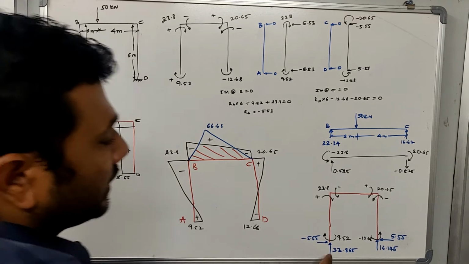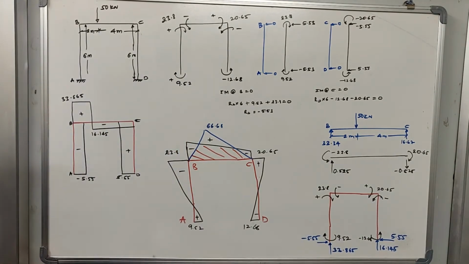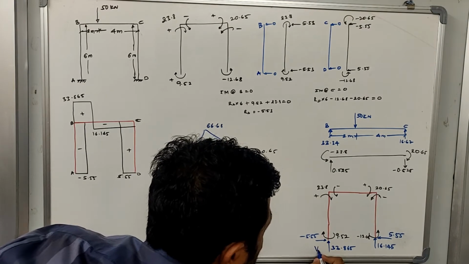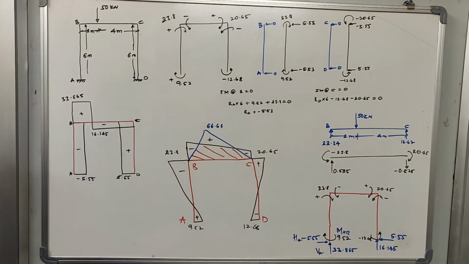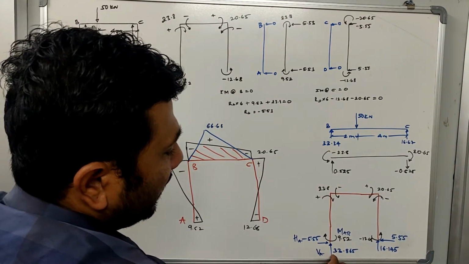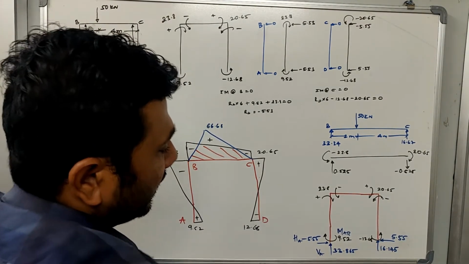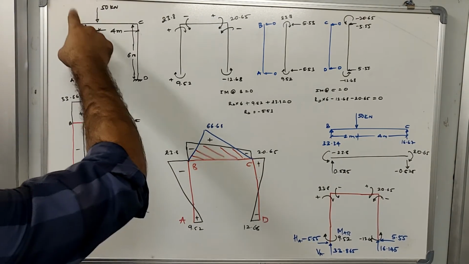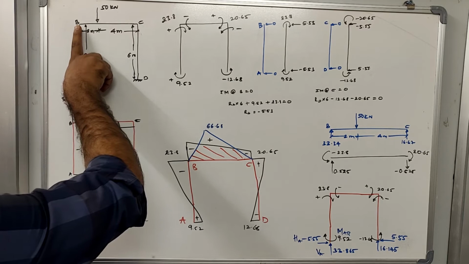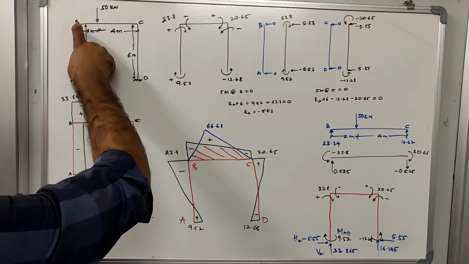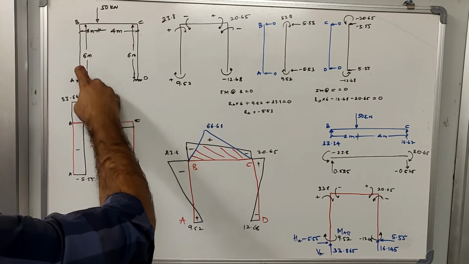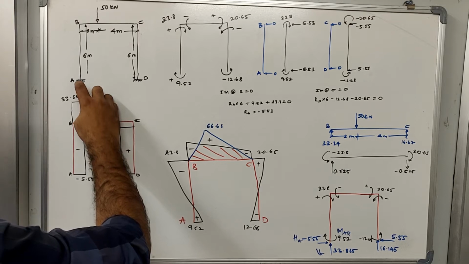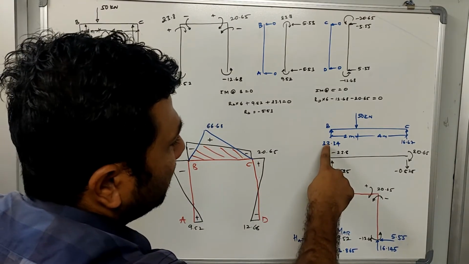What are the reactions over here? As you know, this is your VA, HA and MAB. MAB we have already determined. We need to determine VA and VD. I hope you all remember how VA and VD are calculated and how HA and HD are calculated. We assume that whatever net reaction is developed at B will transfer towards this column as an axial force, and at the end it will create a reaction over here. So how much is the reaction that is developed here?